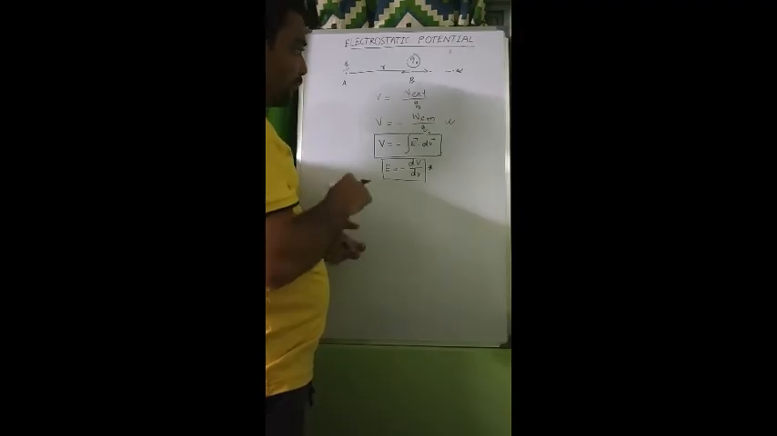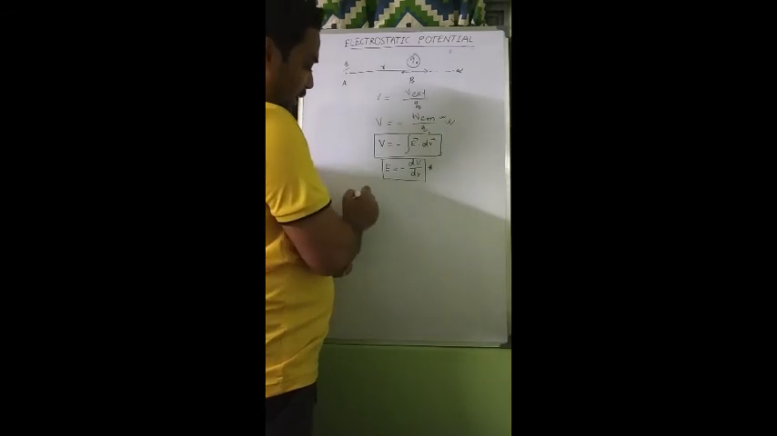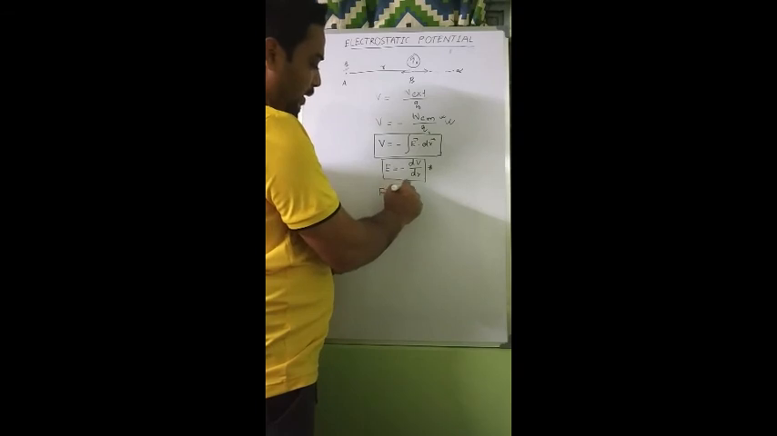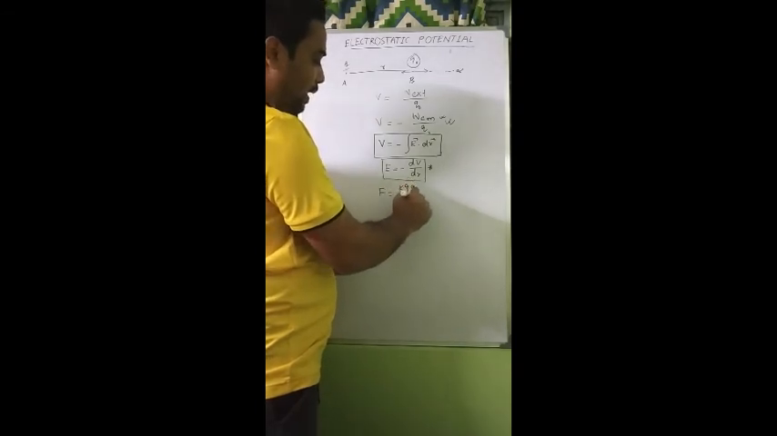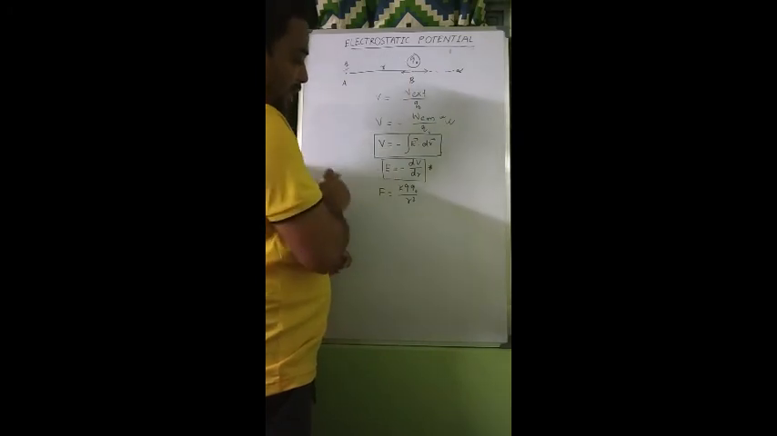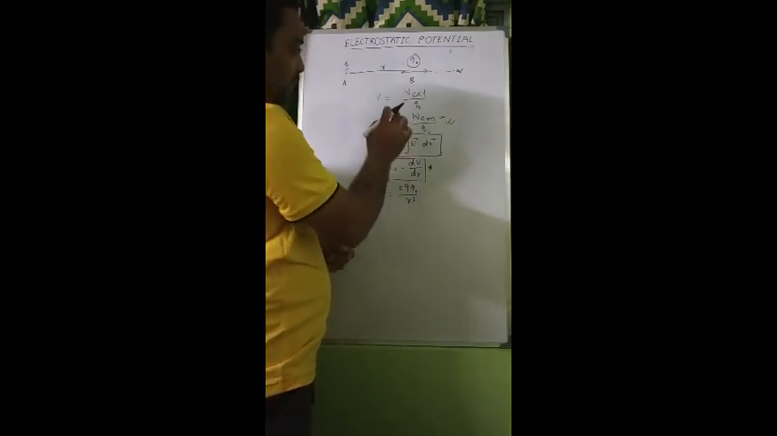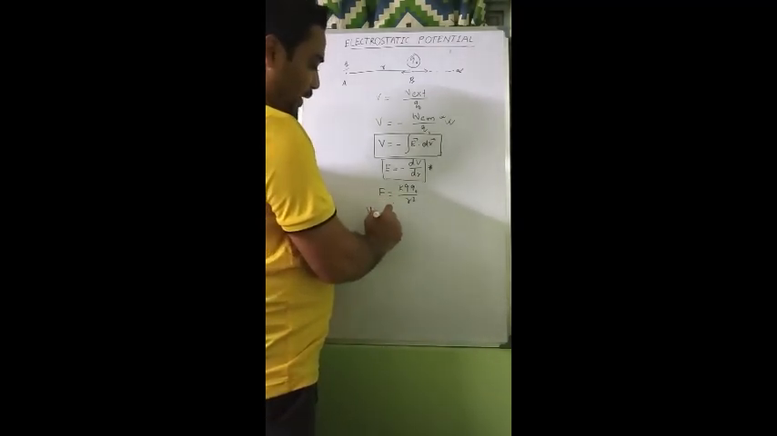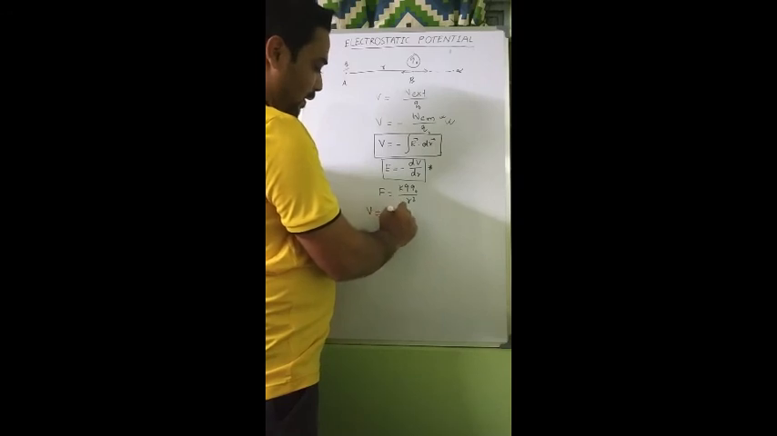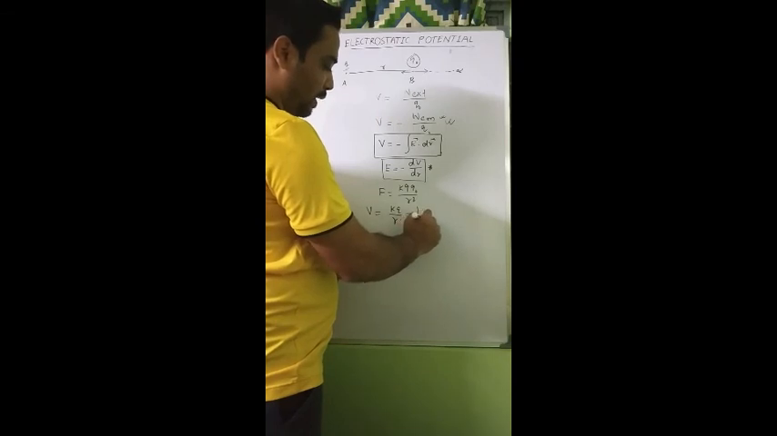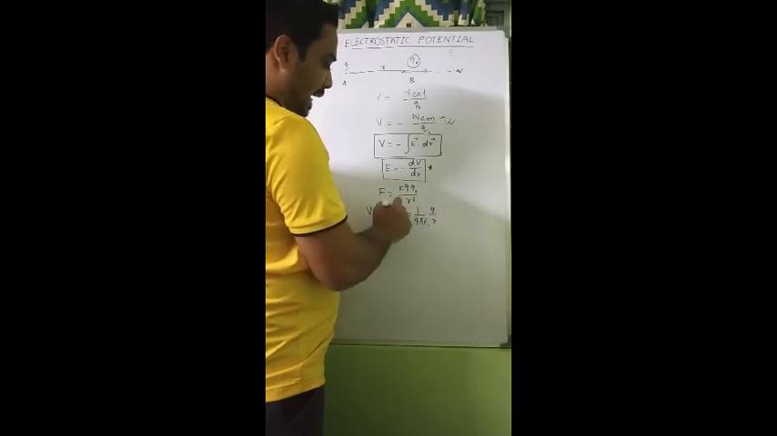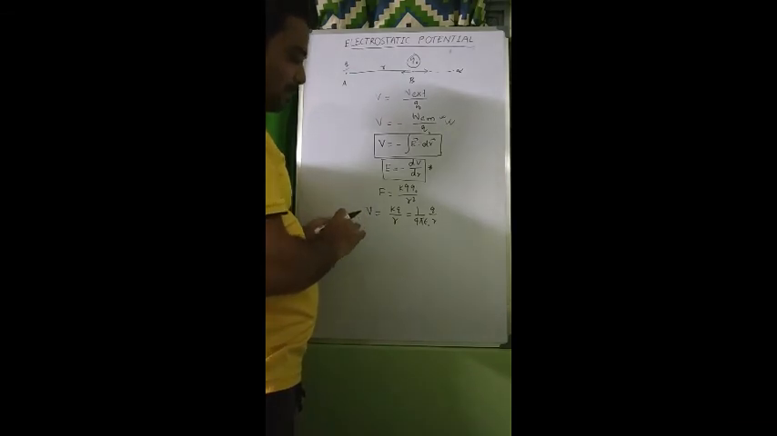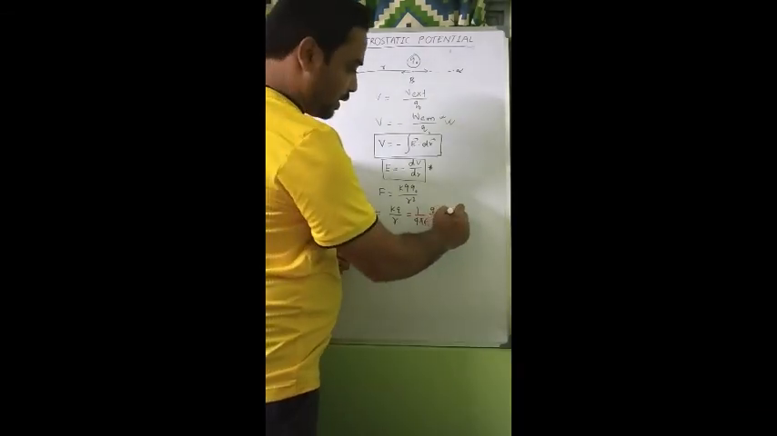Now, using this formula, the conservative force F we can write as K Q Q naught by R square for this point B. If we apply this expression for the conservative force, then after calculation the potential V equals K Q by R. Putting in the value of K, we get 1 by 4 pi epsilon naught Q by R as the expression for potential. And the unit of potential is volt.